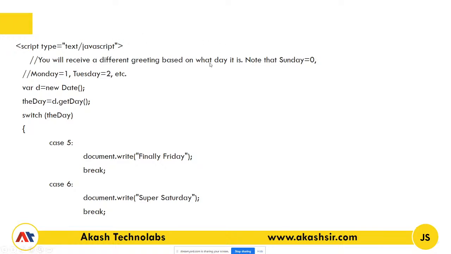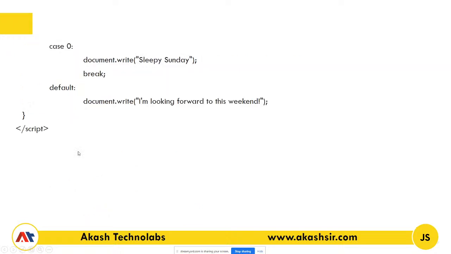On the basis of the condition, it will check whether the day is matched with case 1, case 2, case 3, and case 4. If it is matched, then it will print a document.write, and the break statement will break your logic. Means, for an example, if your output is matched with this one, this break will exit from your condition. And if your date is not matched with any case, by default it will print, I think, it's a weekend.